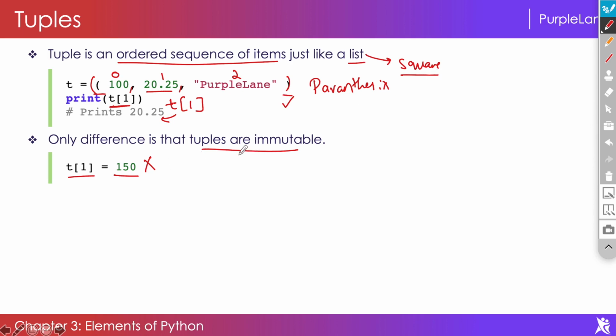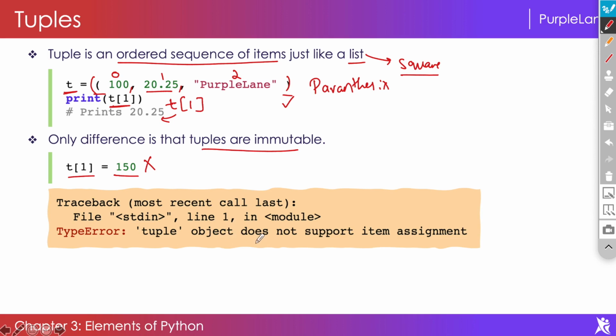The only difference between list and tuple is that tuples are immutable. That means you will not be able to change a particular value given its index, right? You can think of these tuples as constants. Once you have defined a tuple, you will not be able to change a particular value in that tuple, right? So it says tuple does not support item assignment. So this is an error or an exception called type error, where it says the tuple does not support item assignment, right? This is the only difference that we have between list and tuples.